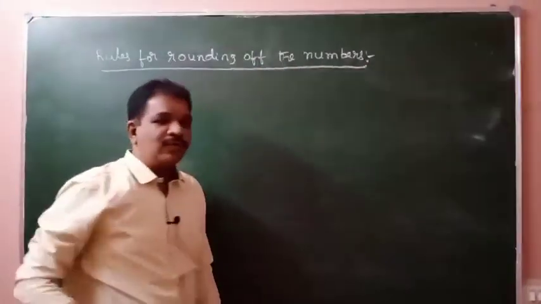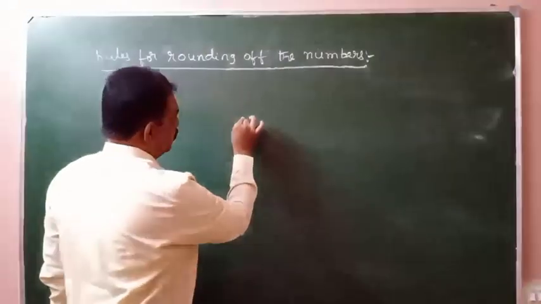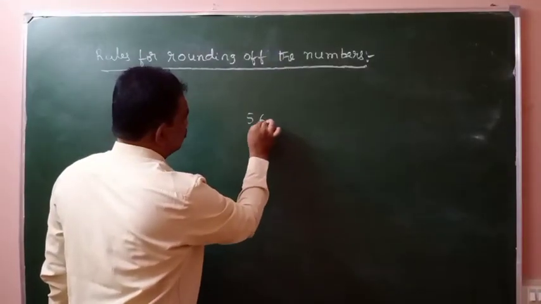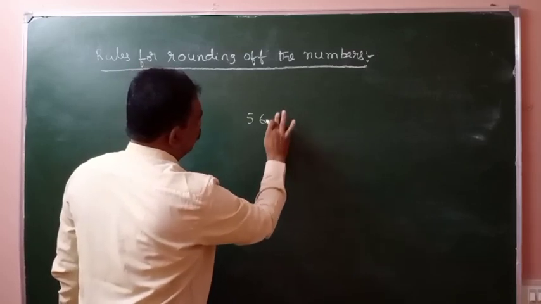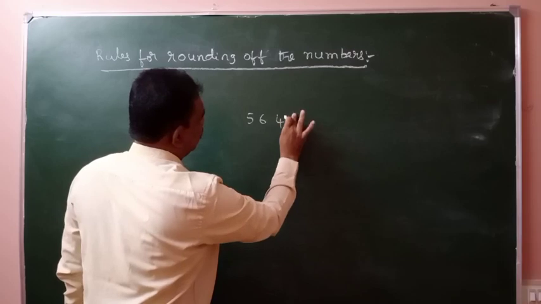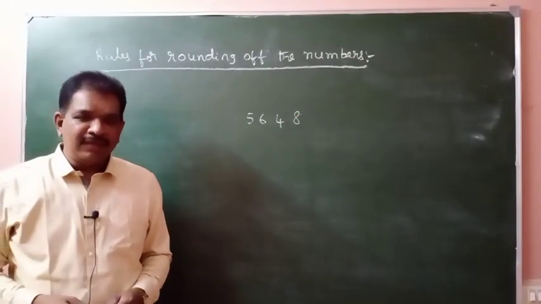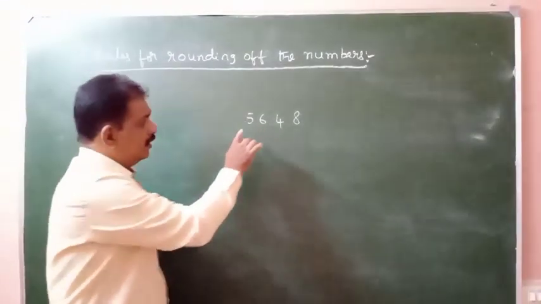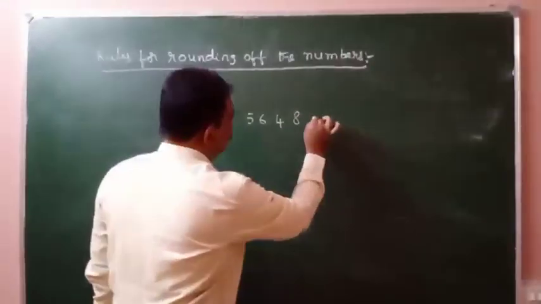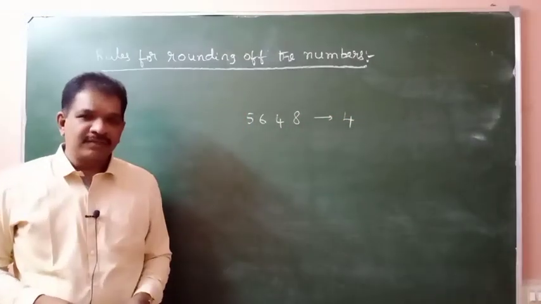Rules for rounding of the numbers. Simple only. For example, 5, 6, 4, 8 is there. This number is having how many significant figures? Blindly we can say 1, 2, 3, 4. It is having 4 significant figures.